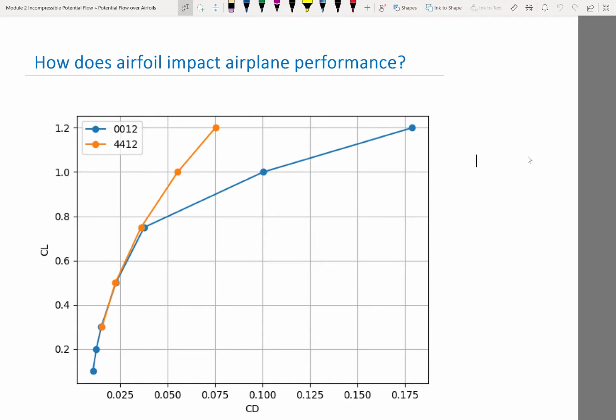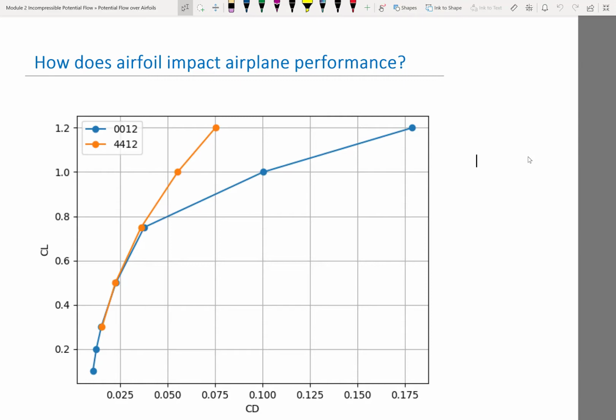One is the NACA 0012 airfoil. It's a symmetric airfoil. And this is probably the most common airfoil used in symmetric applications like vertical tails, for which you don't want to emphasize the flow coming from one side versus the other side.